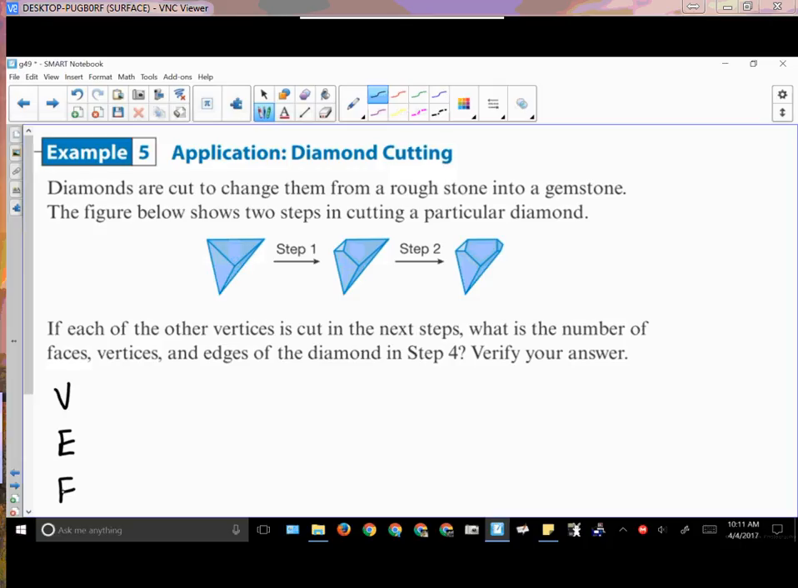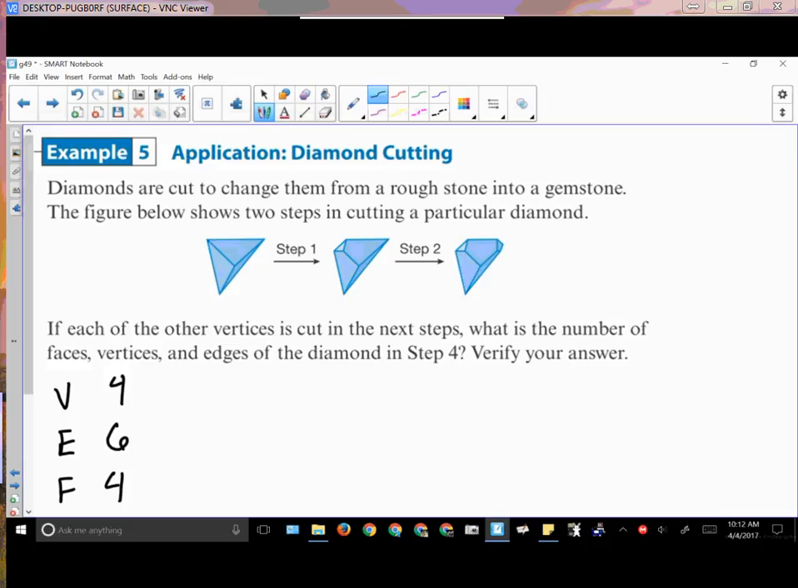Well, it looks like I got 1, 2, 3, 4. Looks like I have 4 vertices, right? How many edges? 1, 2, 3, 4, 5, 6 edges, right? Am I right so far? How many faces? 1, 2, 3, 4. So we got 4 faces.